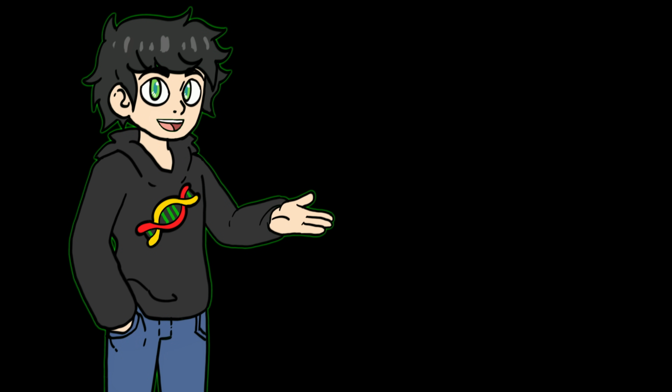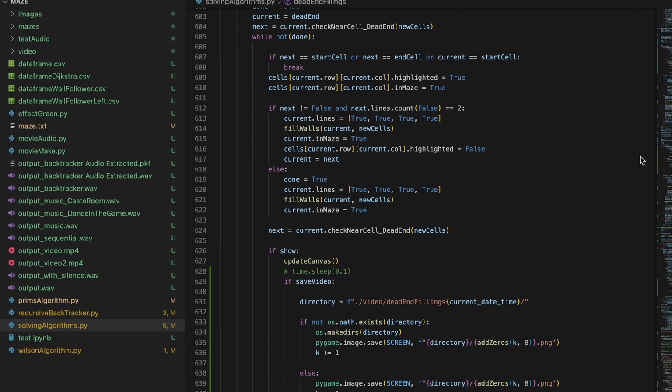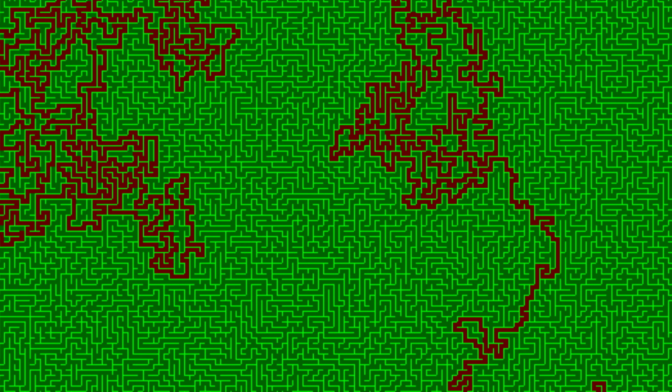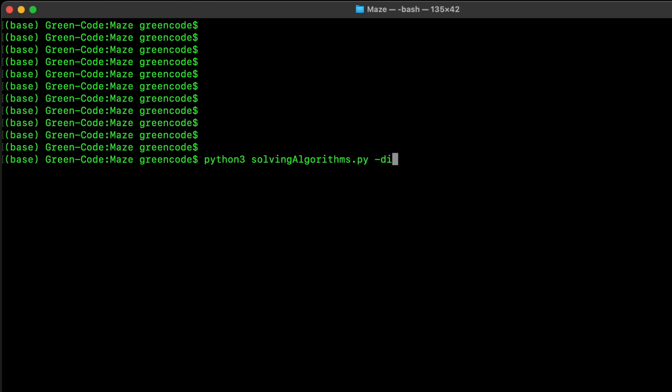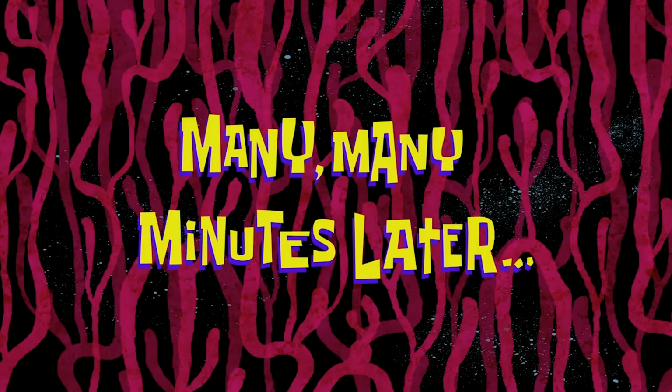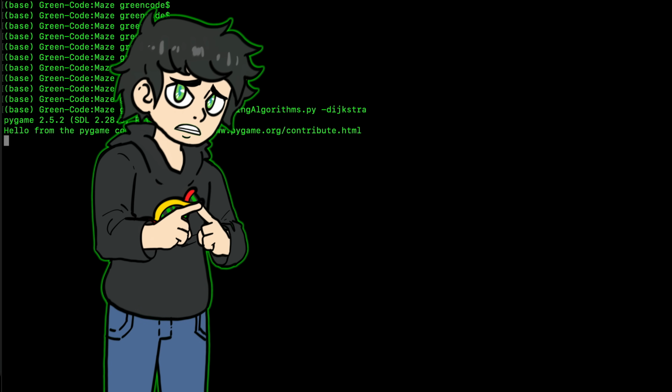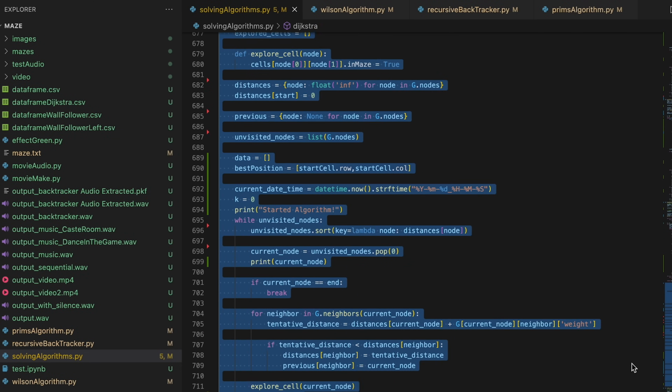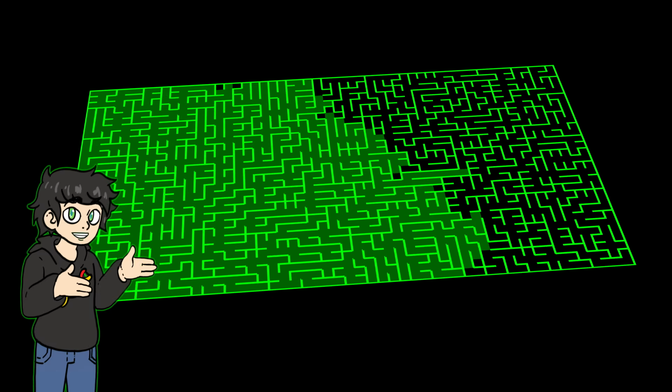It's honestly surprising how an algorithm as simple as Dead End Filling can actually do this. I mean, just look at these patterns and turns. And if we zoom in, we can actually observe that this is the path of the solution and not some random scribble. Let's try Dijkstra. Many, many minutes later. Okay, this isn't working. I tested Dijkstra and realized that my current implementation only works for medium to small mazes, like this one.